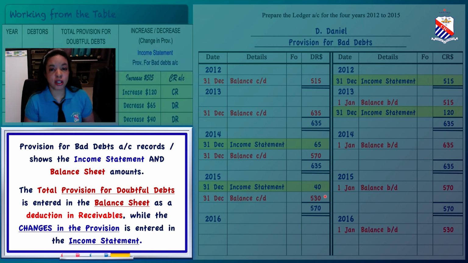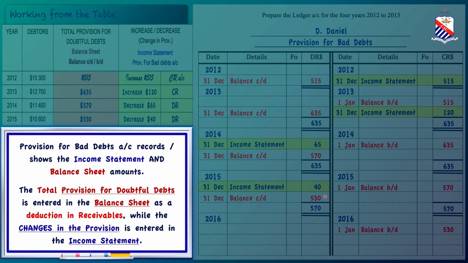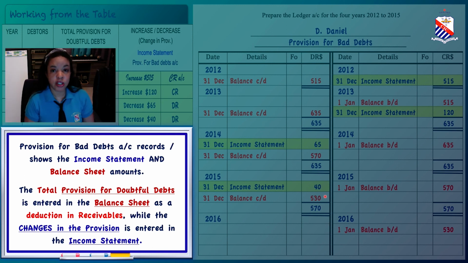And it's very important for you to get that correct, because if you put the total provision in the income statement, you will get it wrong. It will be incorrect. Same thing for your balance sheet. If you put the changes, like you put the 65 rather than the 570 for 2014, for example, you are going to get it wrong. So you need to know that. This is one of the key things to doing the account. And then when we move on to doing the final accounts, which is the income statement and balance sheet, this is the point that you're going to have to remember. Okay?